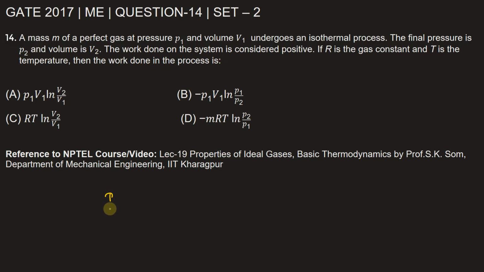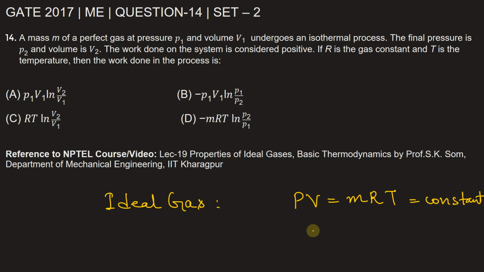Now for an ideal gas, we know the ideal gas equation, that is PV is equal to mRT. And since this is an isothermal process, the temperature remains constant, the mass and the gas constant both are constant. That means PV is equal to a constant. Also we can write P is inversely proportional to V, or P is equal to mRT divided by V. Let this be equation number 1.